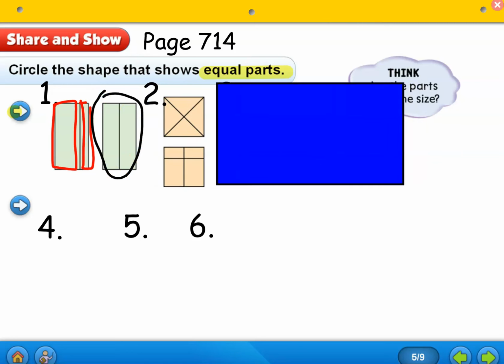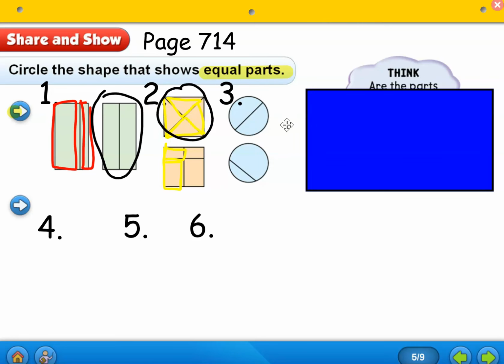Number 2. The first square shows four equal parts. The parts are the same size. The other squares show unequal parts because one part is smaller than the other part. So, I will circle the first square. You will do number 3 by yourself.